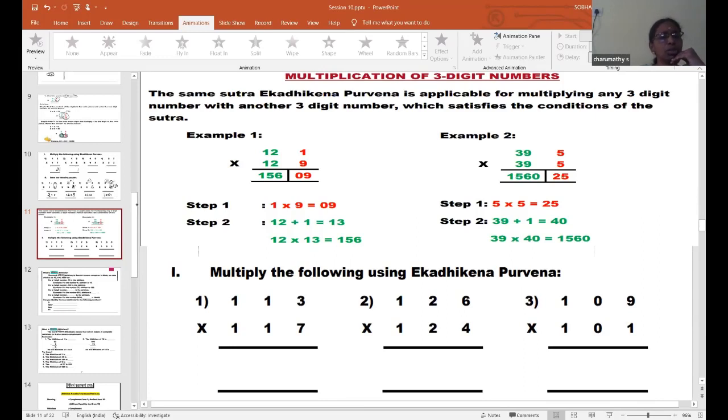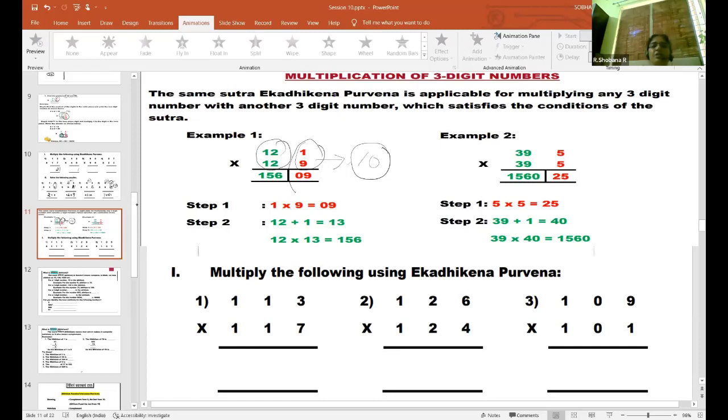So the same sutra, ekadhikena purvena, is applicable for multiplying a 3-digit number with another 3-digit number, which satisfy the conditions of the sutra. So what was the sutra? Let us go back to the sutra. Ekadhikena purvena. The second sutra, the Upa Sutra, is very important. Antyayor dashake api. So antyayor dashake. So the units place or the ones place must add up to 10. So 1 plus 9 is 10. And these two numbers must be the same.